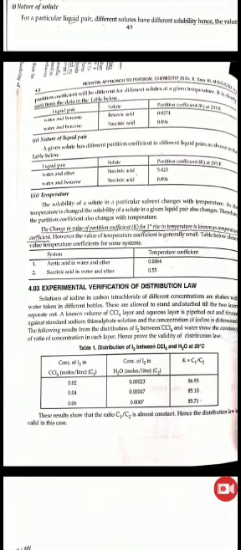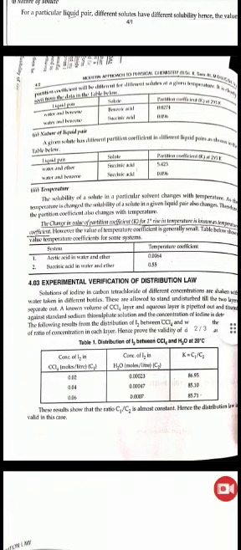Third topic is experimental verification of distribution law. Solutions of iodine in carbon tetrachloride of different concentration are shaken with water taken in different bottles. These are allowed to stand undisturbed till the two layers separate out. A known volume of CCl4 layer and aqueous layer is pipetted out and titrated against standard sodium thiosulfate solution, and the concentration of iodine is determined. The following results from the distribution of I2 between CCl4 and water show the ratio of concentration in each layer. Hence, they prove the validity of distribution law.